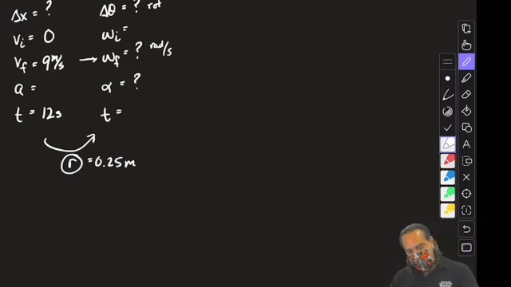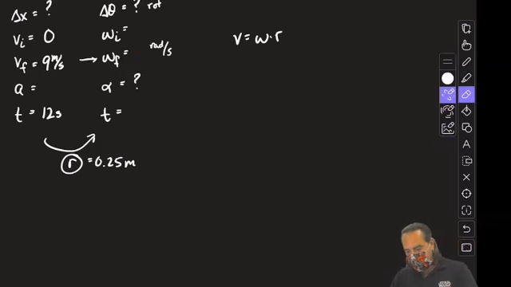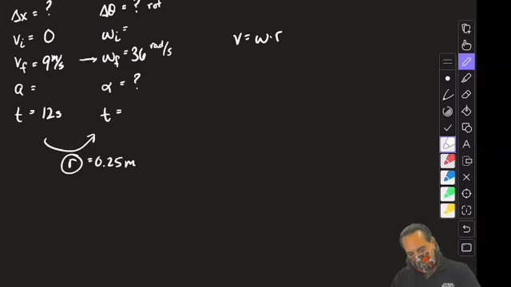So I'm going to use V equals omega times R to figure out what omega is. I'm going to divide 9 by 0.25, which is like multiplying by 4. So this is 36. So I got the first answer down.